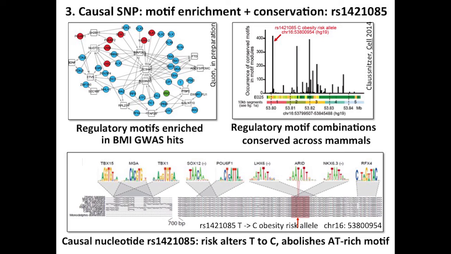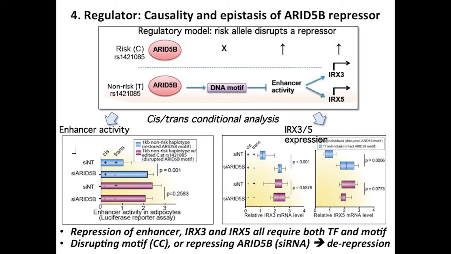How do we find the causal nucleotide? That's where we used motif enrichments and evolutionary conservation, both pointing to a single nucleotide change that disrupts an AT-rich motif by a T2C alteration. We were able to find the upstream regulator, R85B, based on the motif match, perturb it, and show that it is epistatic: you need both the intact regulator and the intact motif in order to get successful repression.